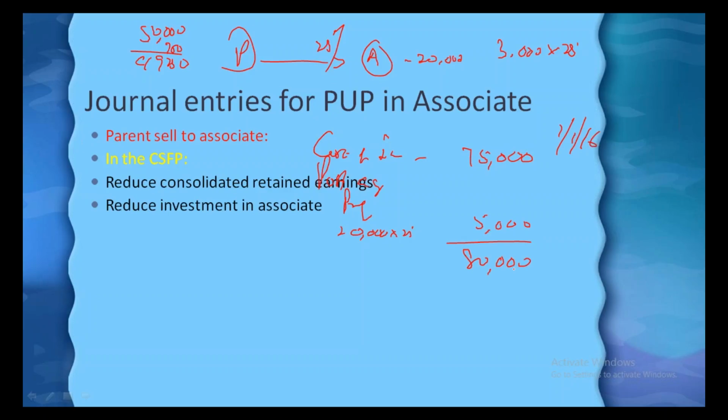But whenever there is an unrealized profit of 750, I must remove that, because when I took my 25% share of the profit, I took that into account. So my investment should come down by 750 and should appear at 79,250. So when the parent sells to the associate, these are the two entries we will pass. Reduce the consolidated retained earnings, because the parent company earnings have to be reduced, and the investment in the associate company will also be reduced by 750. That is when the parent sells to the associate.